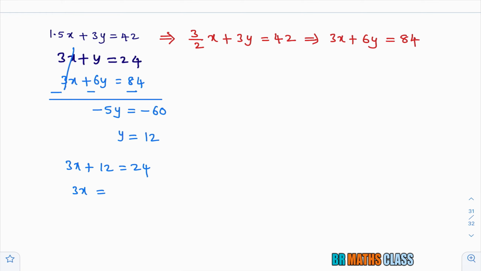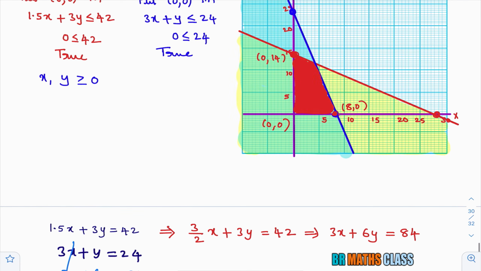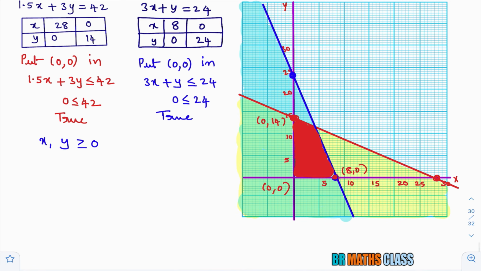3x is equal to 24 minus 12, that is 12. X equals 4. Now you got the point x comma y. What is x? 4. What is y? Y is 12. So the point x comma y is 4 comma 12. Now we got this corner point. This corner point is 4 comma 12.